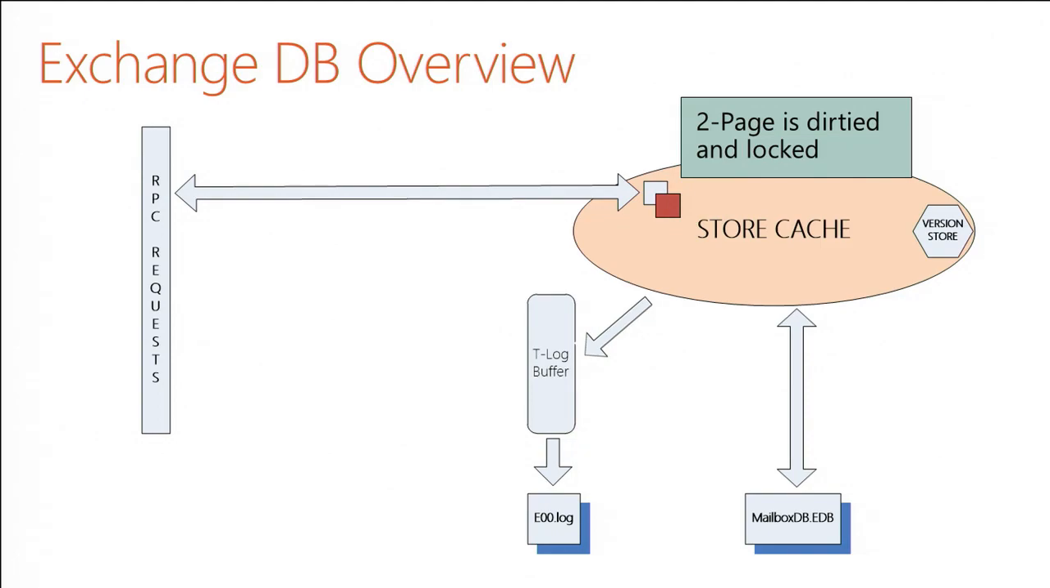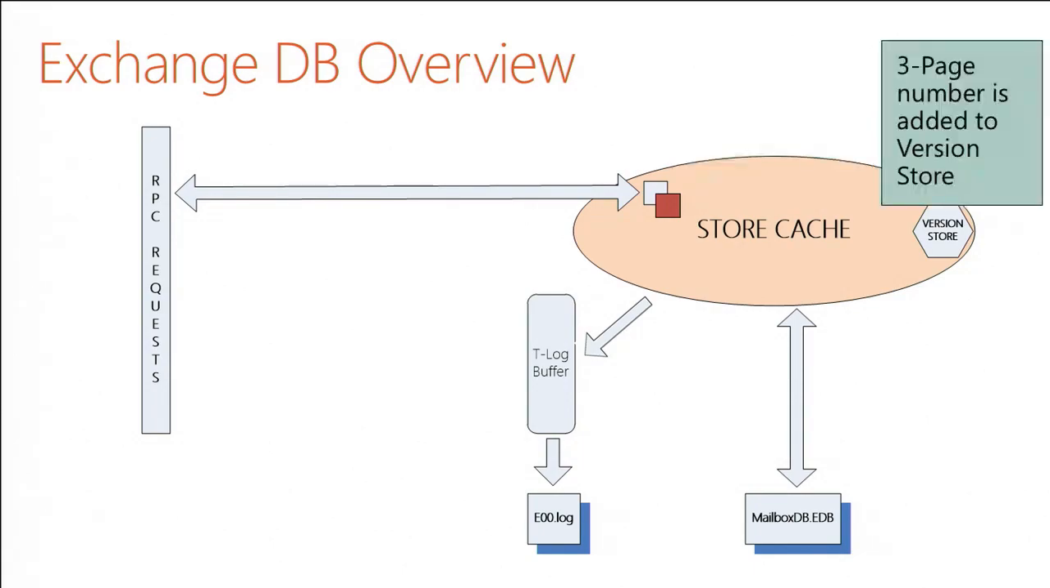Locked means nobody can touch that page, even the client. The client needs to wait for something to happen. So that's the first point. Then the page number is just moved. Just the page number, not the transaction, just the page number, moved to the version store, or if you go to Perfmon, it's called version buckets. So every time a page is touched, that page number is moved to the version store.